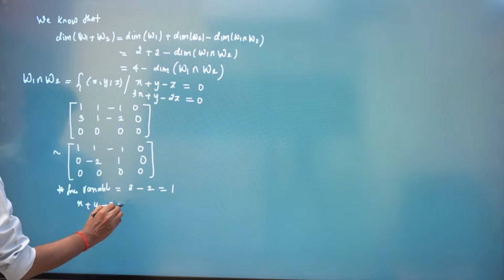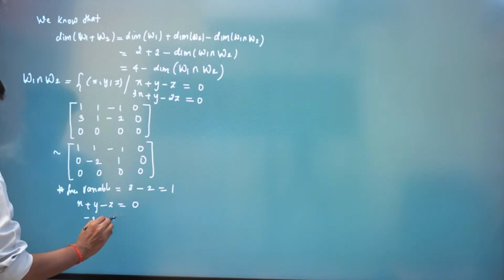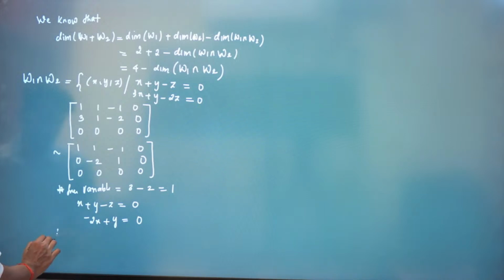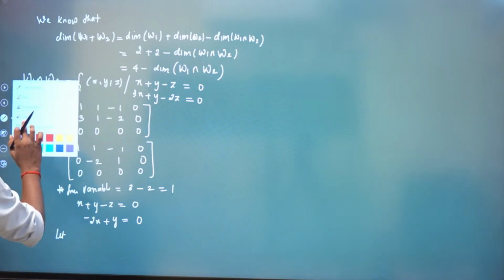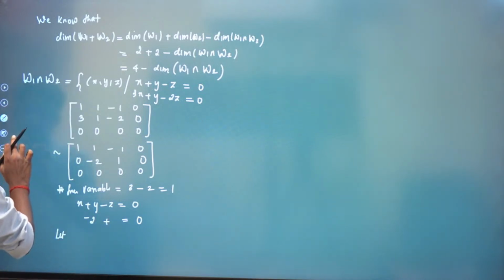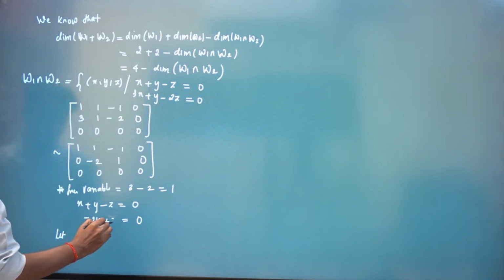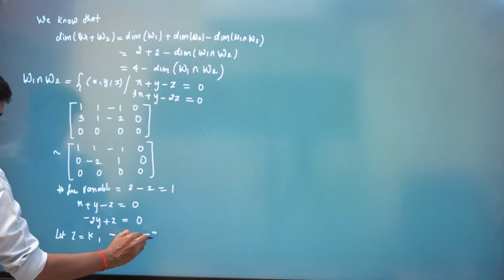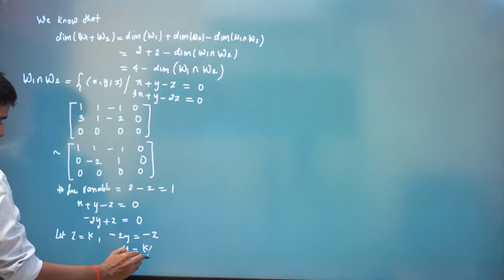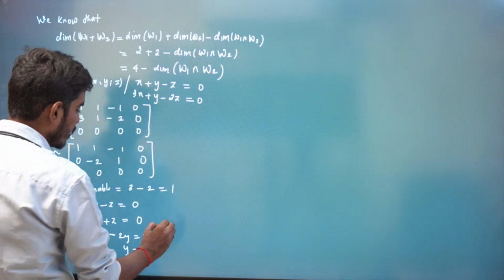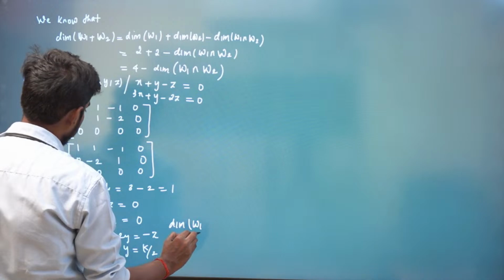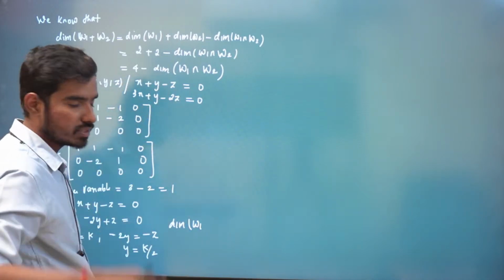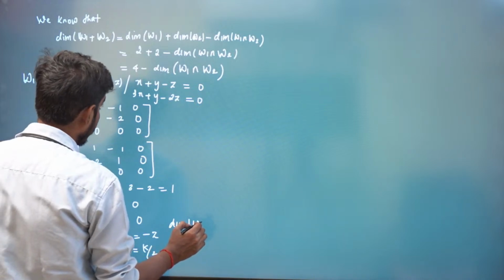So we have x plus y minus z is equal to 0, and minus 2y plus z is equal to 0. Just assume z is equal to k. Then what you will have? Minus 2y is equal to minus z, so y is equal to k by 2, and you can find x also, right? The dimension is 1, so you will have only one element in the basis, that is k1 times something.